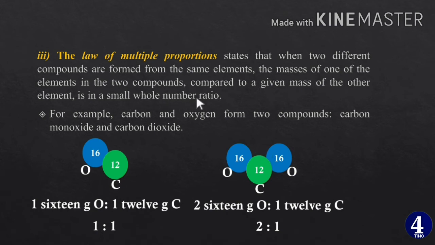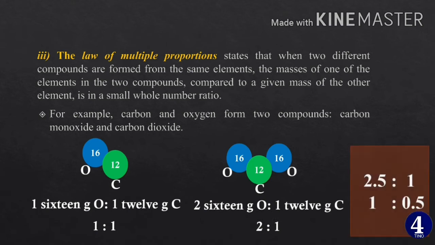Whole numbers in a sense 0, 1, 2, 3 kinds of numbers. But you cannot find 1 to 1.5. It is not possible. 2 to 0.5 is not possible. Which means that such kinds of combinations in terms of mass comparison are impossible.